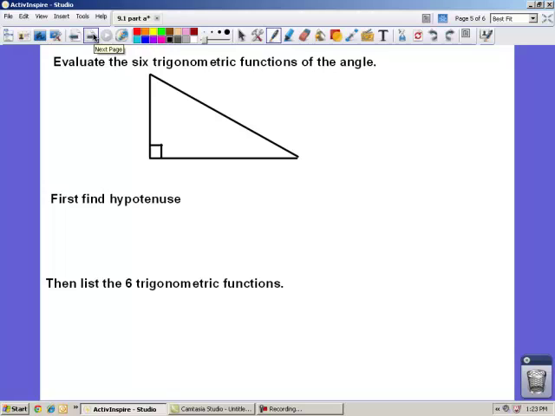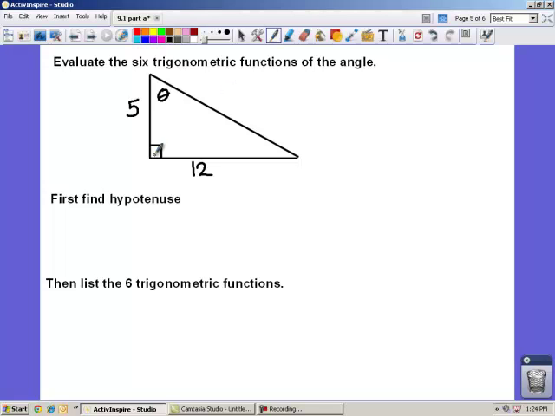Alright, so now that we know those, we're going to evaluate the 6 trig functions of the angle. And what I need you to do is fill in this information. This would be coming from the book. Okay, so we're given the 2 legs, and we're given where theta is. And it says we need to find the 6 trig functions. A lot of those 6 trig functions involve the hypotenuse. And you notice that we don't have it.